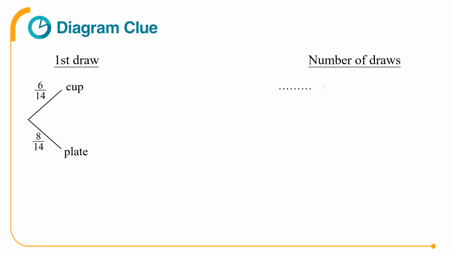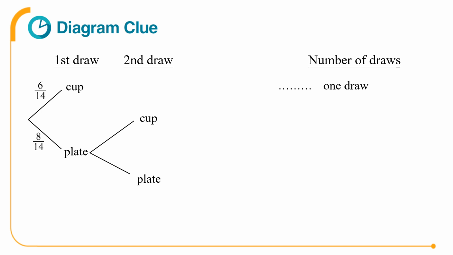Let's draw a diagram to show what Sandy will get for each draw. There are 6 cups and 8 plates, a total of 14 items. So in the first draw, there's a probability of 6 over 14 to get a cup and 8 over 14 to get a plate. If she draws a cup in the first draw, she'll stop, otherwise she'll keep drawing.